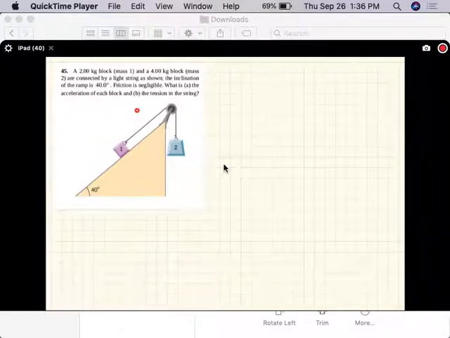We'll set up the equation assuming that direction is positive. If acceleration comes out positive, that means this block is going up the incline, and if acceleration comes out negative, that means it's sliding down.